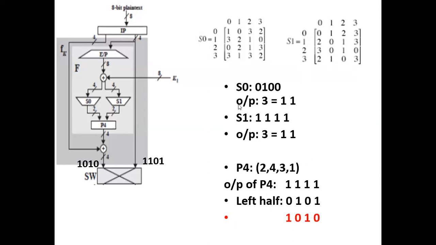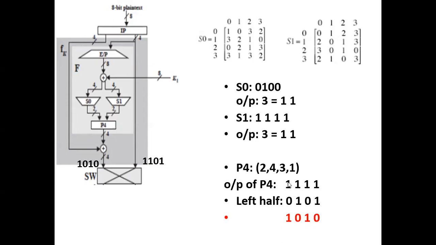These S0 output and S1 output are given to P4. P4 means permutation 4. The sequence for permutation 4 is 2, 4, 3, 1. If you perform this sequence, you get the output of P4, which is the same, 1111. After that, with the output of P4 and the left half, you have to perform XOR. The left half is 0101. So with this left half and this output of P4, you are going to perform the XOR.